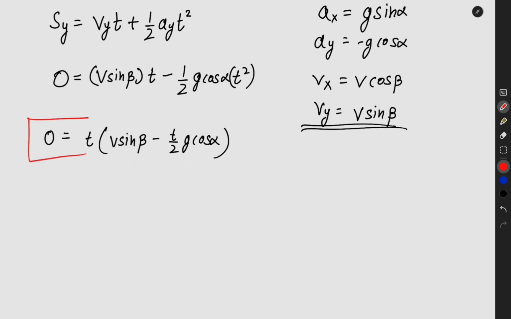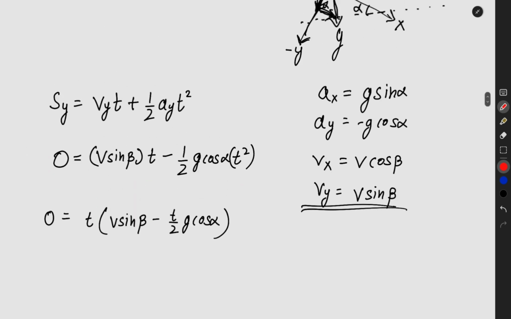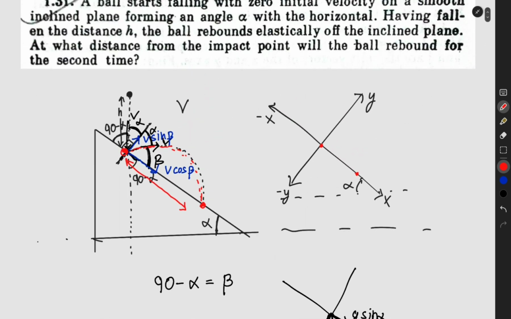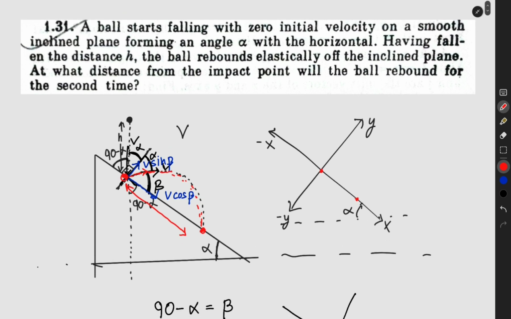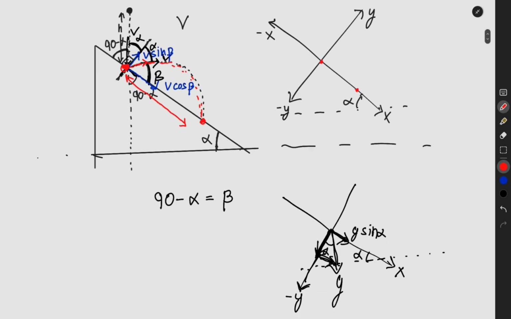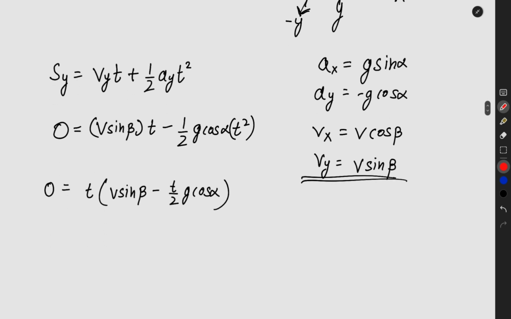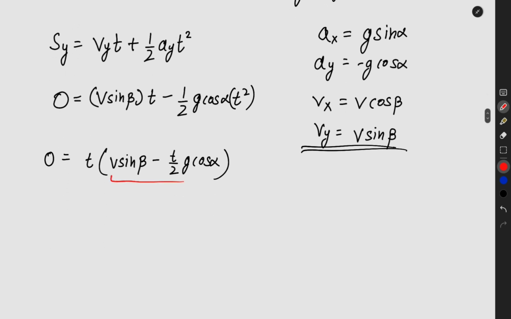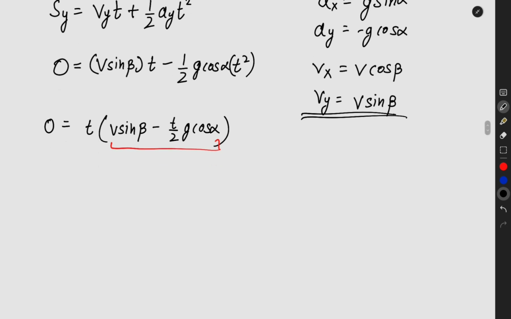Now, t is equal to 0 is actually a very intuitive solution if you think about it. t is equal to 0 is that point when the ball is being rebounded from the inclined plane. So, when the ball is being rebounded, it is at y is equal to 0. So, this math is actually correct. But we already know that point, right? So, we need to solve this equation to get the other point.